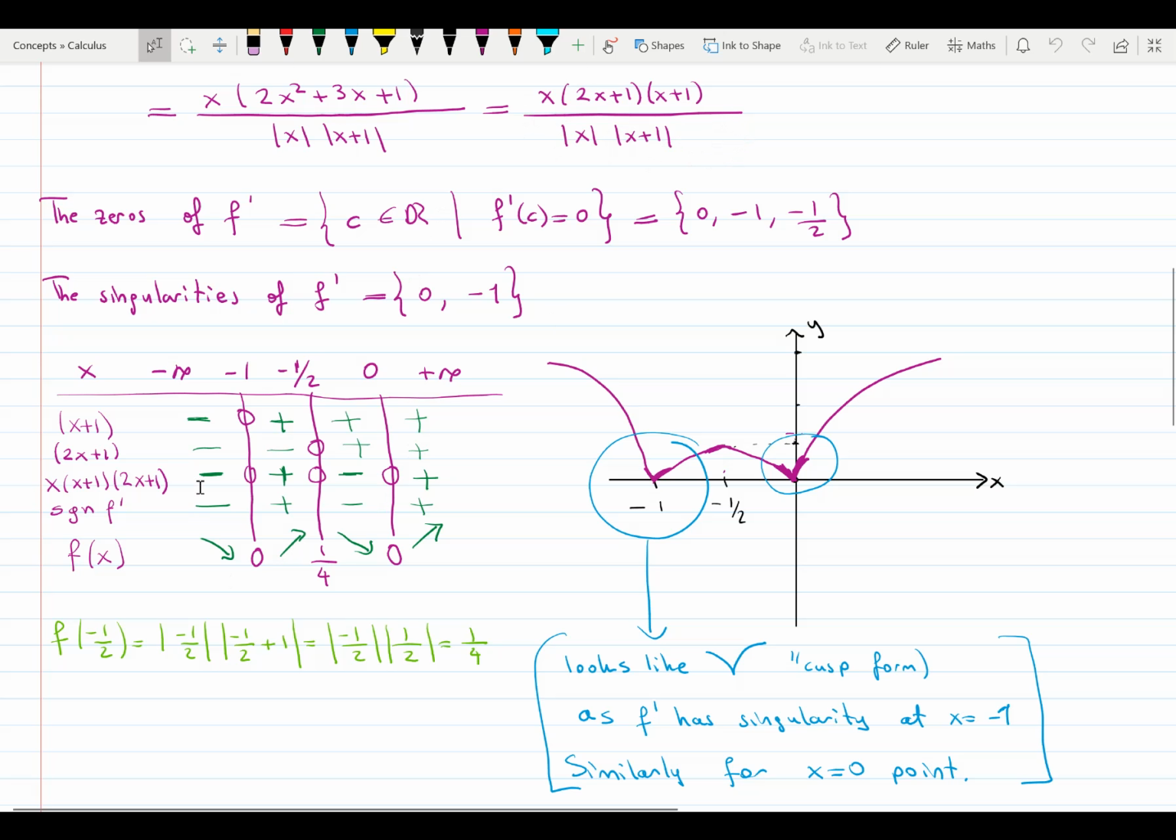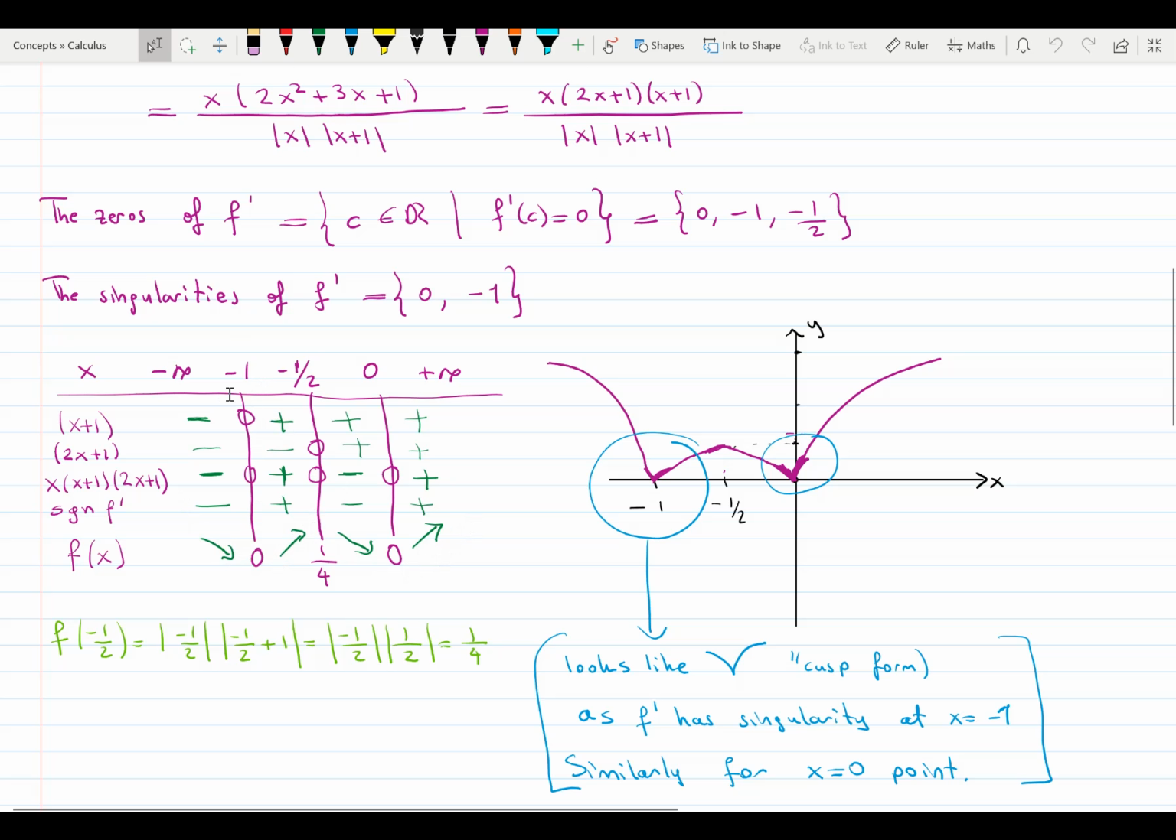So the sign of f prime is exactly this row. That's minus, plus, minus, plus. That is, f will decrease in this interval, increase in this interval, decrease in this interval, increase in this interval. Now let's have a look at what the function values are at those points.